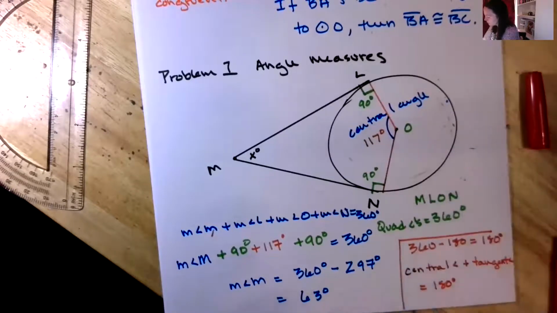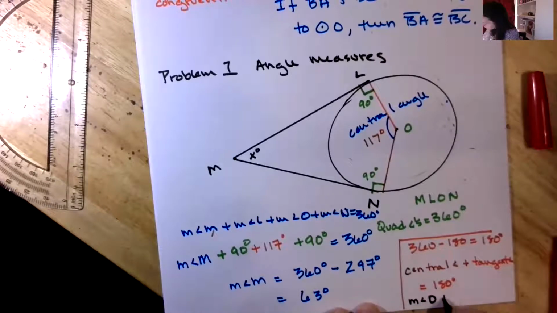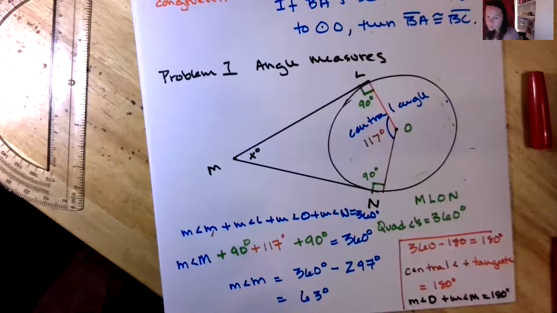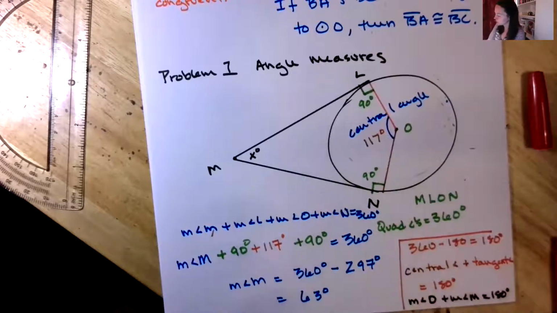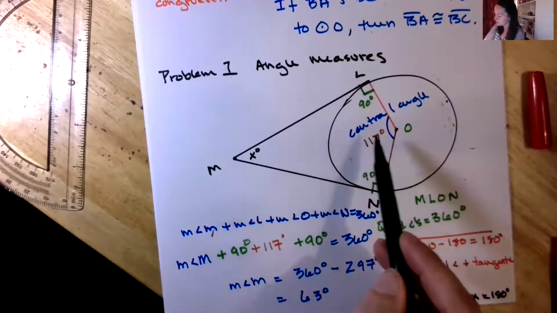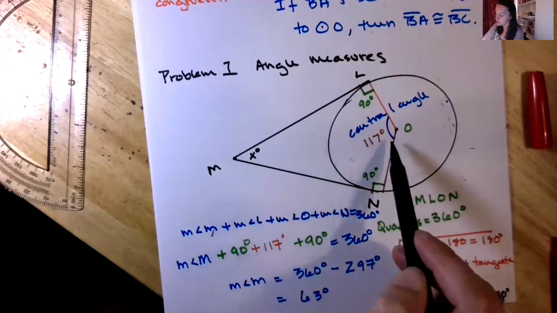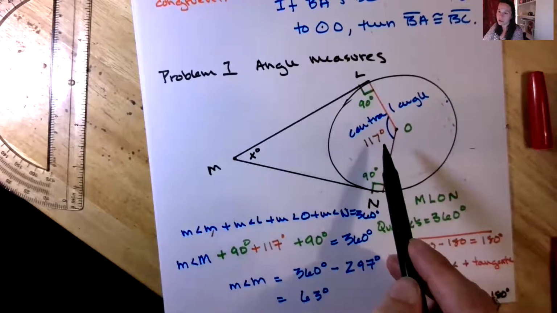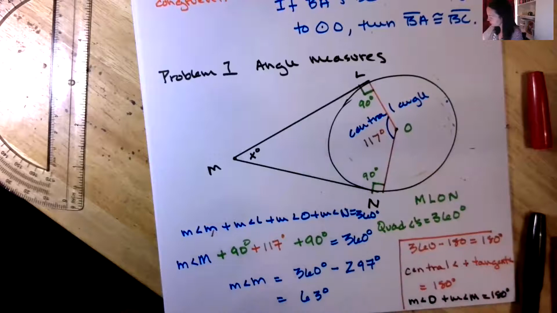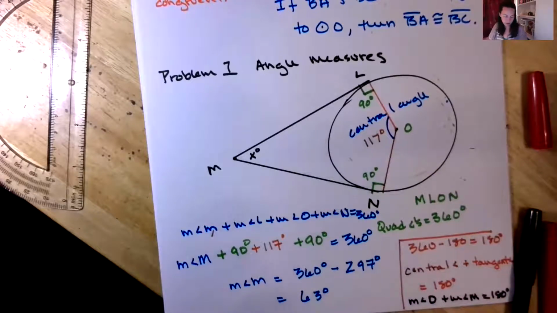Or in this case, the measure of angle M, or the measure of angle O, we'll start there, plus the measure of angle M equals 180. So you can work it out using the entire quadrilateral, or you can know that these two angles that are opposite each other have to be equal to 180. They are supplementary. So those angles are supplementary.